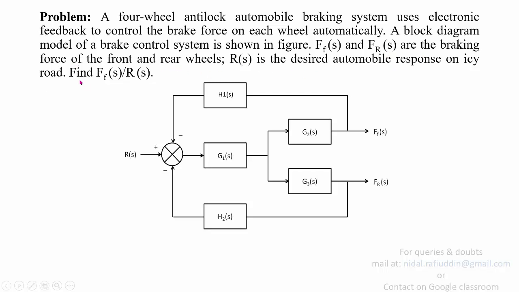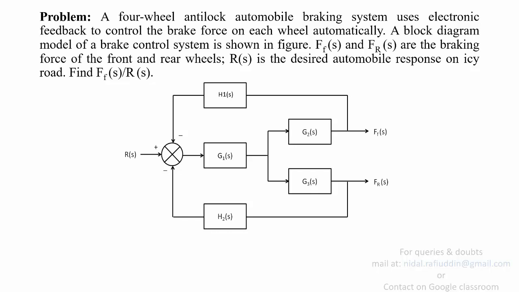So this is the desired response on icy road. You're required to find the transfer function FF by R. Since you see that in this particular case you have one input but two outputs, and as I told you, the transfer function is the ratio of output to input, which means you will be dealing with only one output, not two.